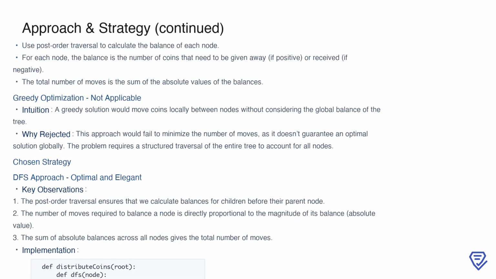We use post-order traversal to calculate the balance at each node. A node's balance represents the number of coins it needs to give away, if positive, or how many it needs to receive, if negative.